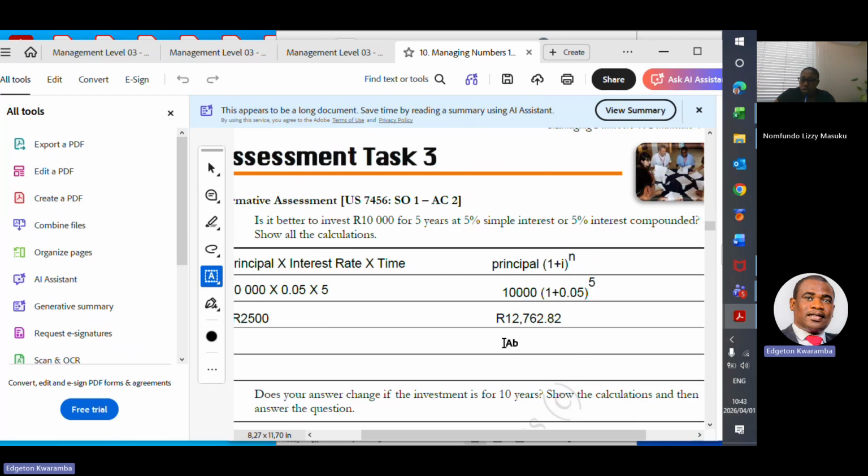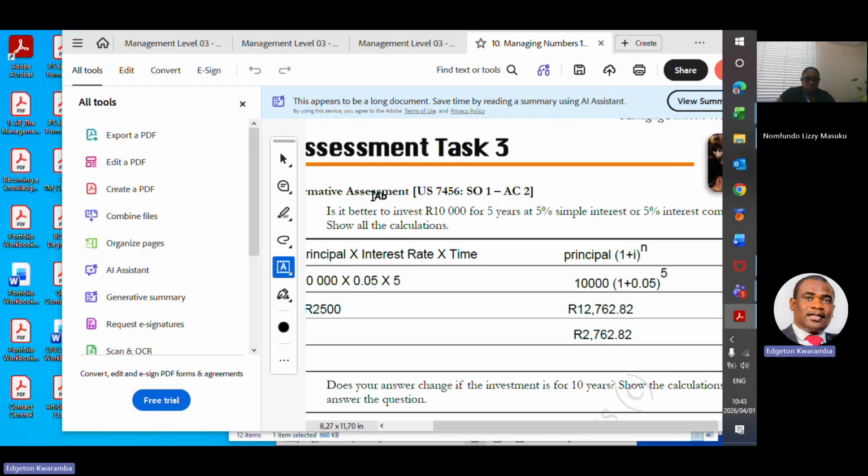Principal. So it means the interest that you make is just 2,762.82. That is the interest. So the question now is saying, is it better to invest using simple interest or is it better to invest using compound interest? So I think the answer would be it is better to invest using compound interest, because you get more money.